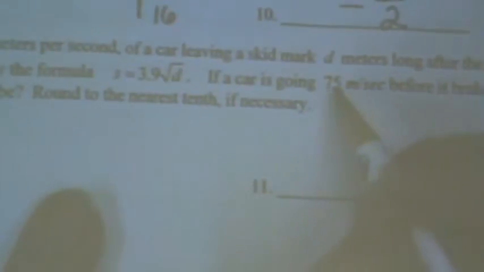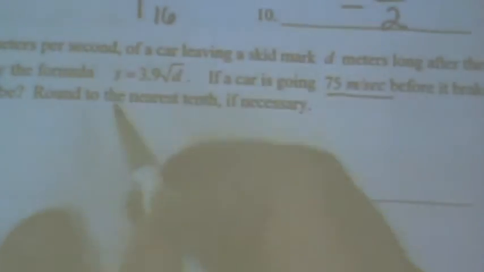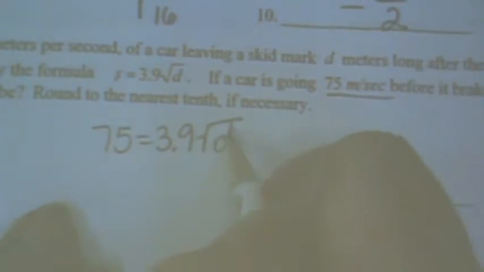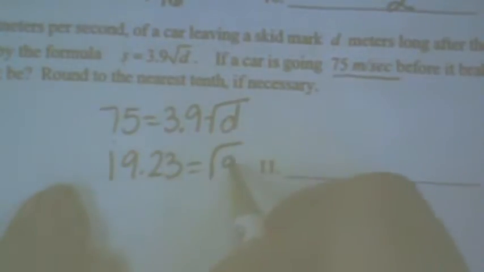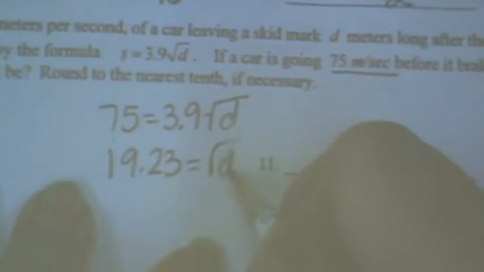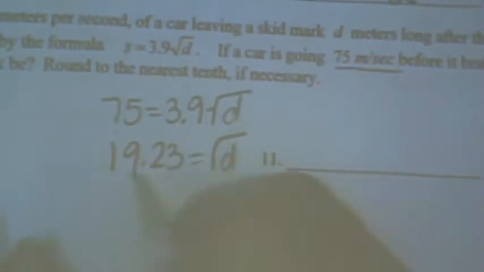Number 11, you figured out, after you read this one, you're going to plug 75 in for S. How do you solve this? Divide by 3.9, and you get 19.23 equals the square root of D. Whoops, the square root of D. I'm trying to go fast. Did the square root of D first, and then square both sides.